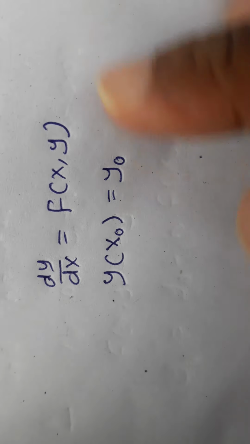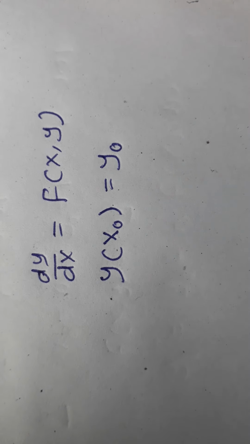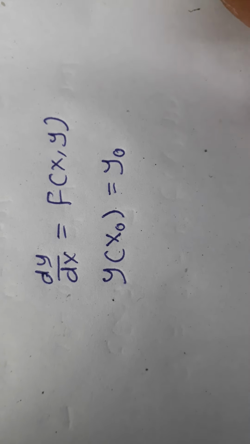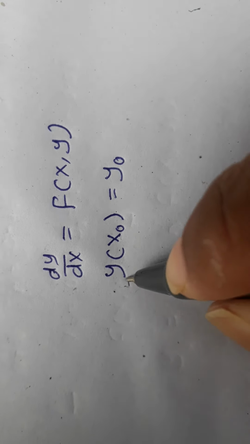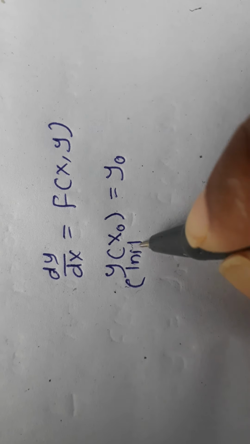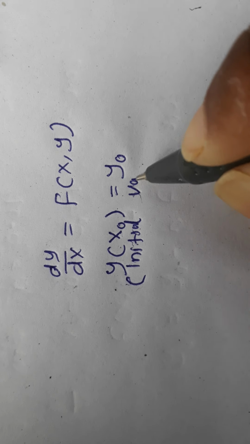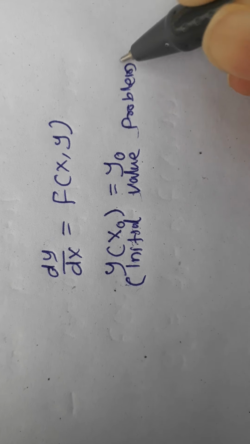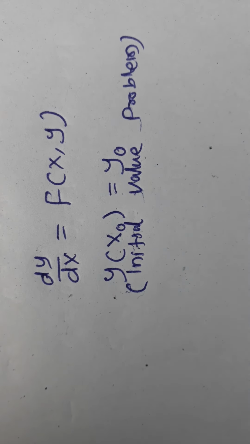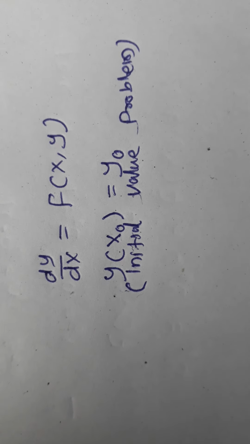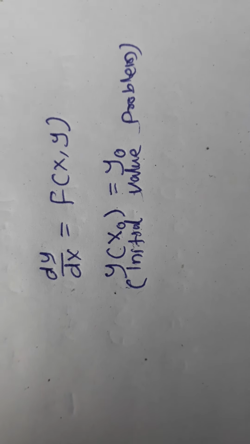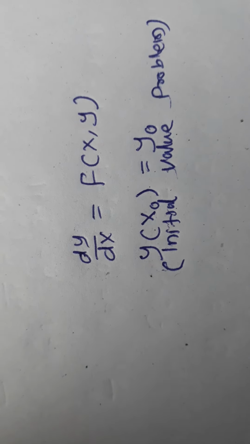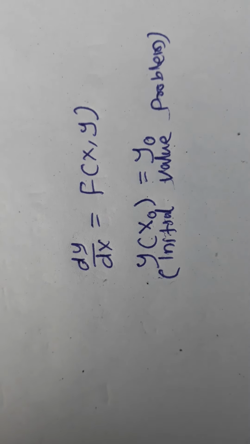This is called the initial value. The values of x0 and y0 are called the initial value. So this type of problem is often called an initial value problem. Now we will discuss how to solve this initial value problem by using numerical analysis, or the Euler method.